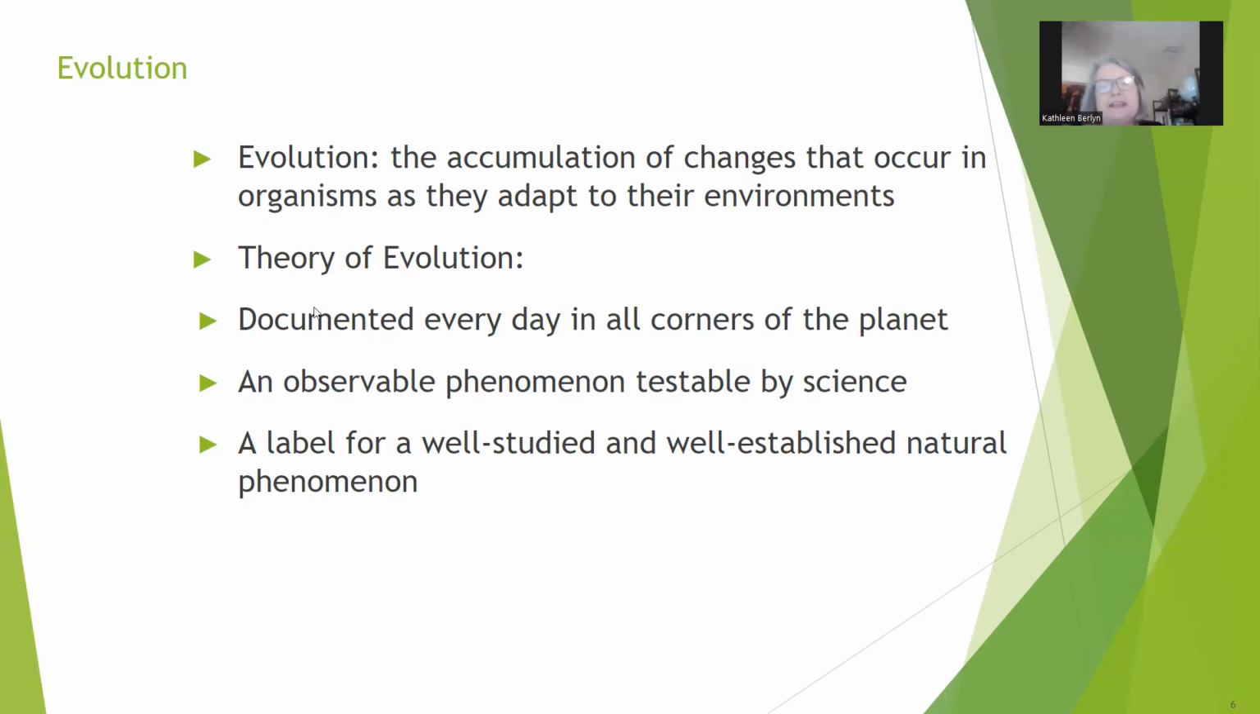Now, in bacteria, it can happen fairly quickly because their life cycle is only about 30 minutes for them to reproduce. So you can see it happening there. So it is observable. It is testable by science in that way. It's called a theory because it's been well studied, well established, and agreed upon by virtually all of the scientific world.